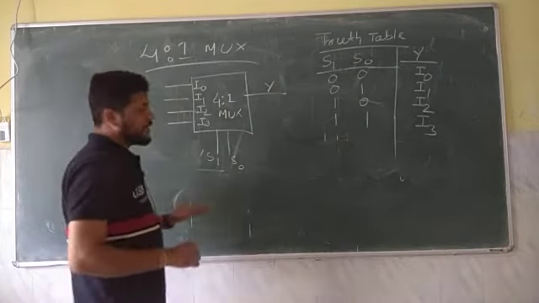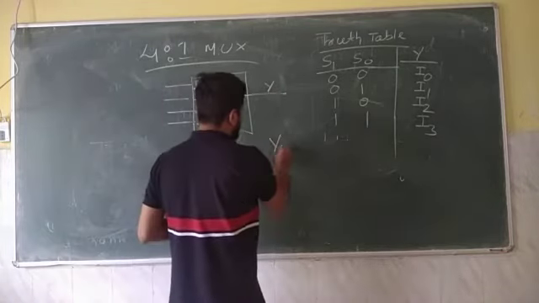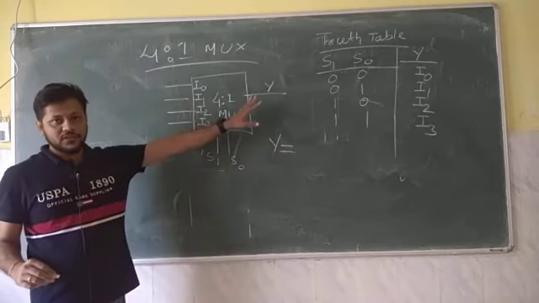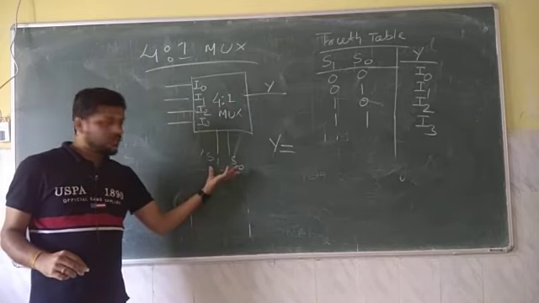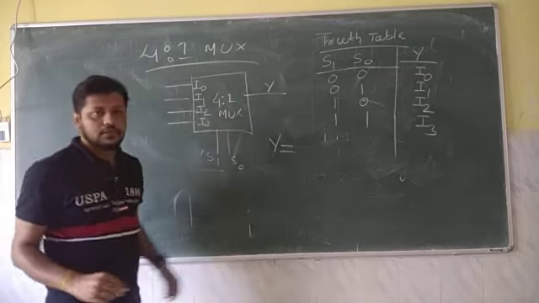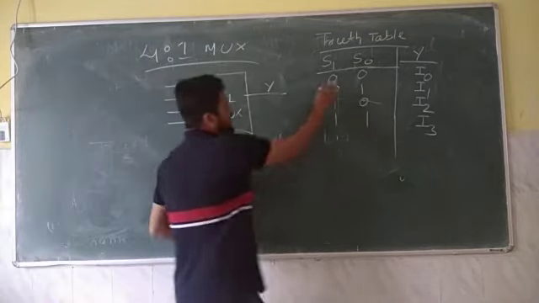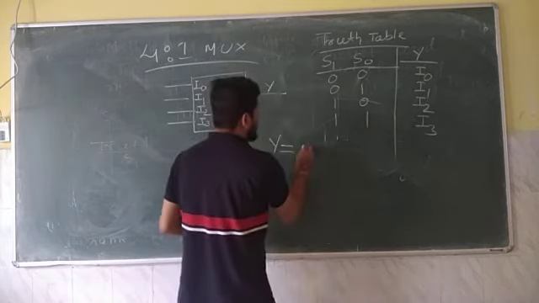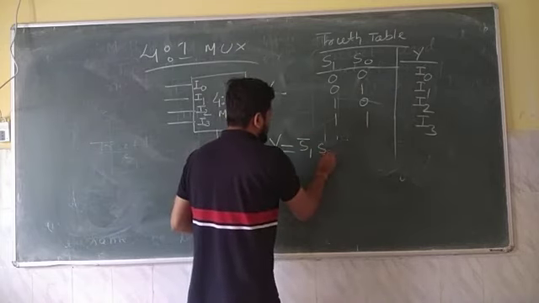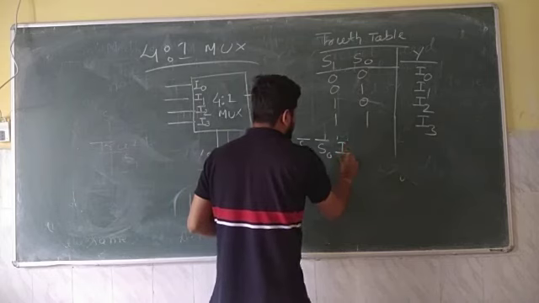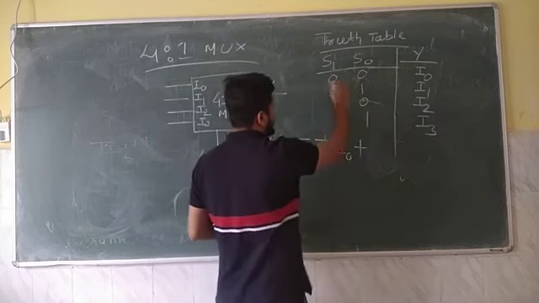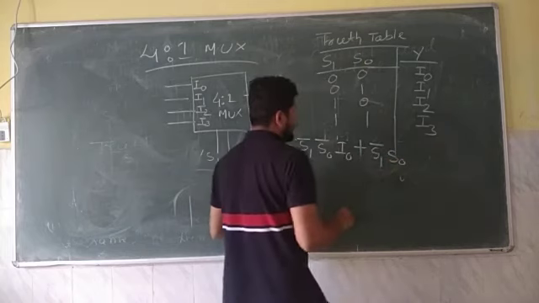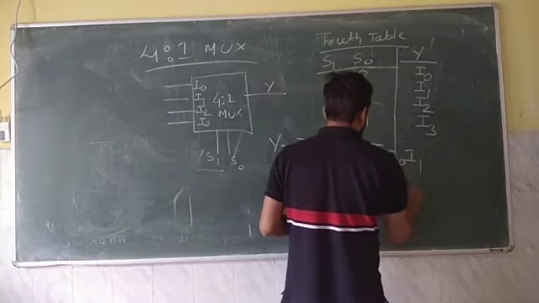Then how to write the expression? I have to write Y in terms of the selection lines S1, S0 and the input lines. When S1, S0 is 0 0, then Y is connected to I0. That means S1 bar, S0 bar is connected to I0. Or when S1 is 0, S0 is 1, that means S1 bar, S0, then we have I1.